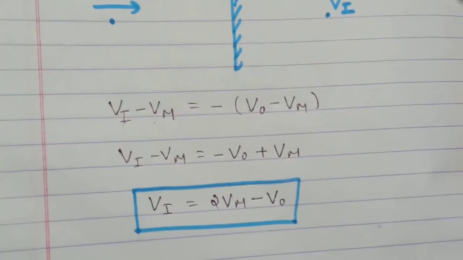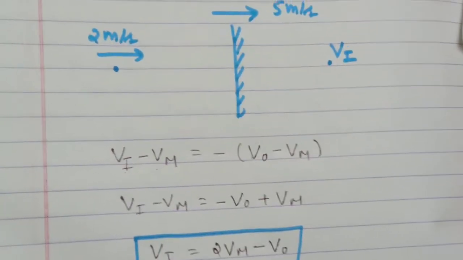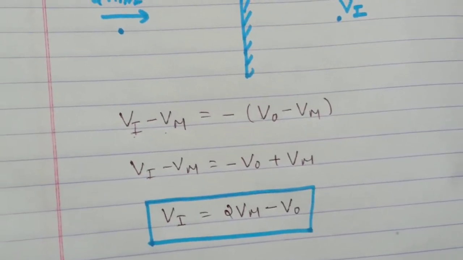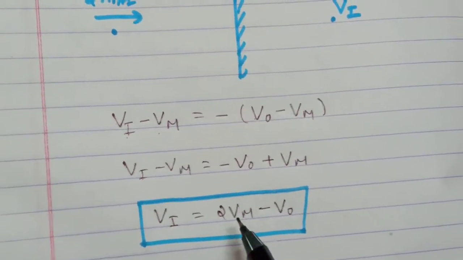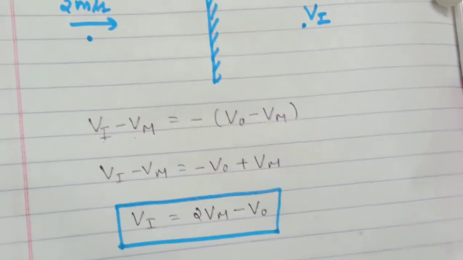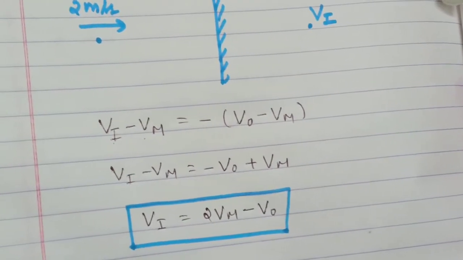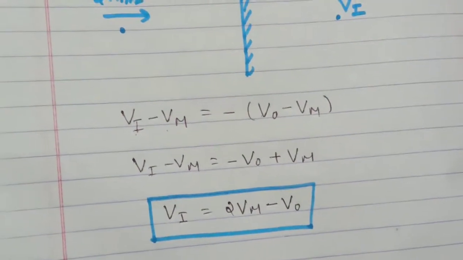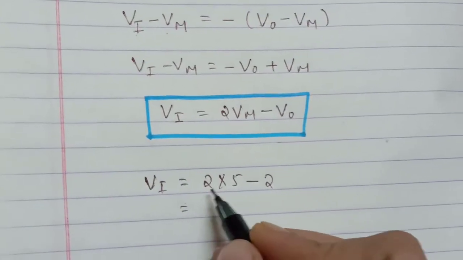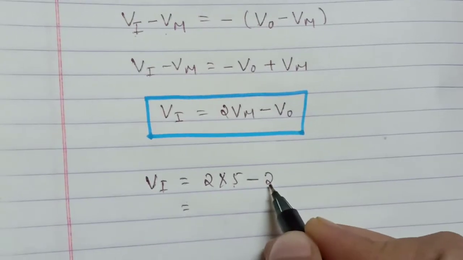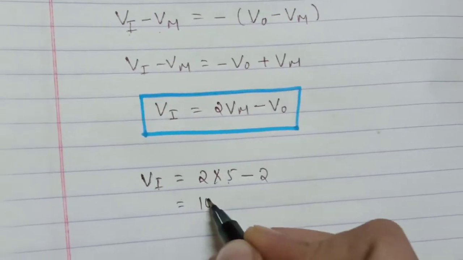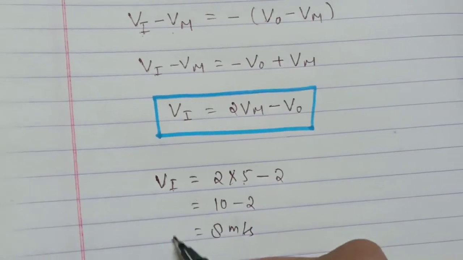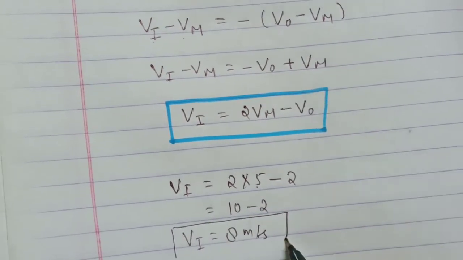Now put the values from the question. V_i is equal to 2 into velocity of mirror, the velocity of mirror is 5 meter per second, so 2 into 5, minus velocity of object. The velocity of object is 2 meter per second, so it is 2. 10 minus 2 is equal to 8 meter per second. This is the value of the velocity of image.